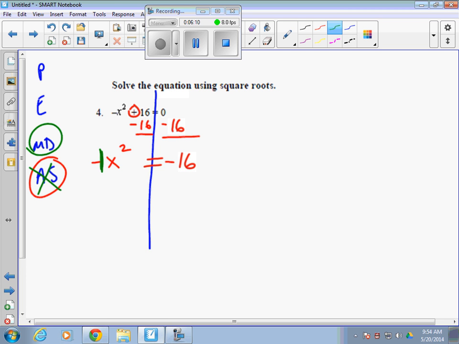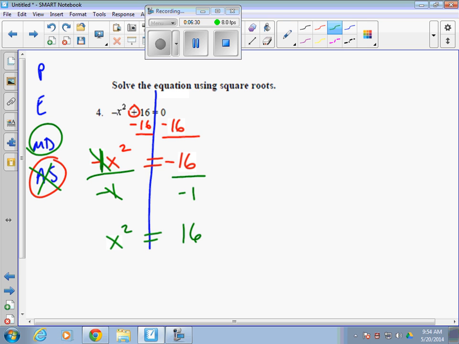Again, that negative 1 is not written, but it's negative 1 times that. Undo that multiplication by dividing. If you divide the left by negative 1, you do the same to the right. Negative 16 divided by negative 1. A negative divided by negative is a positive 16. It cancels this out and leaves you with x squared.